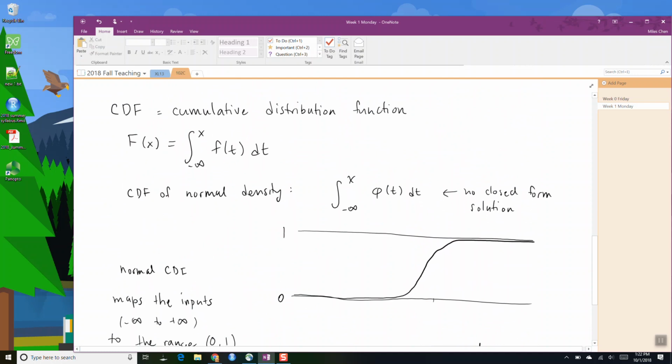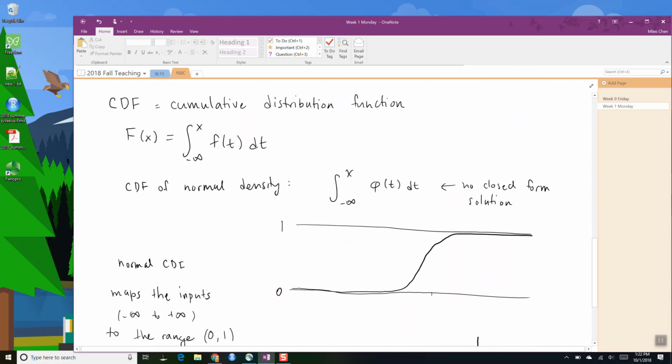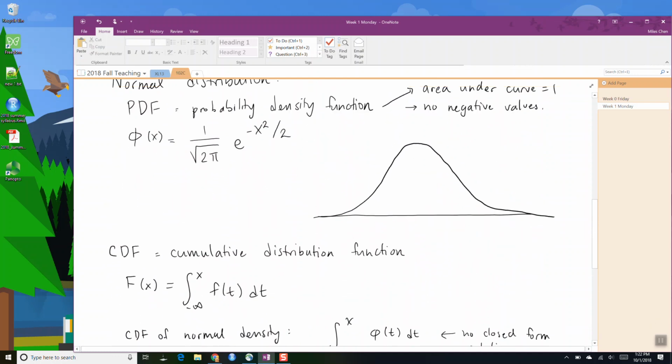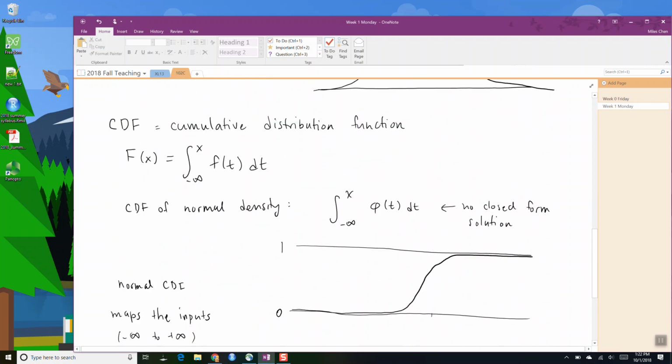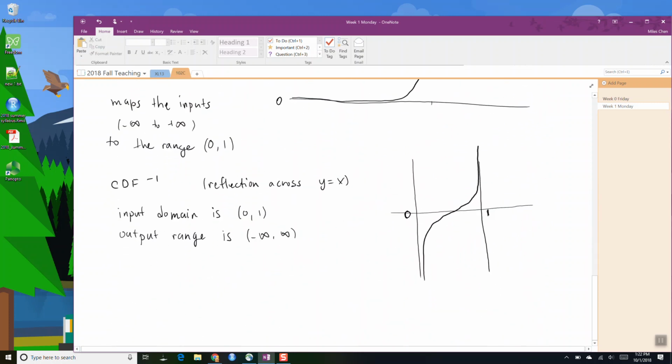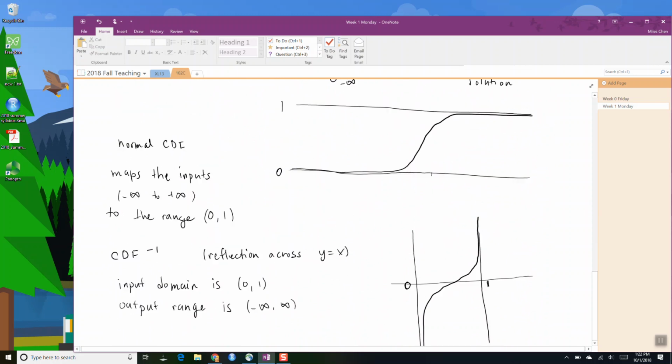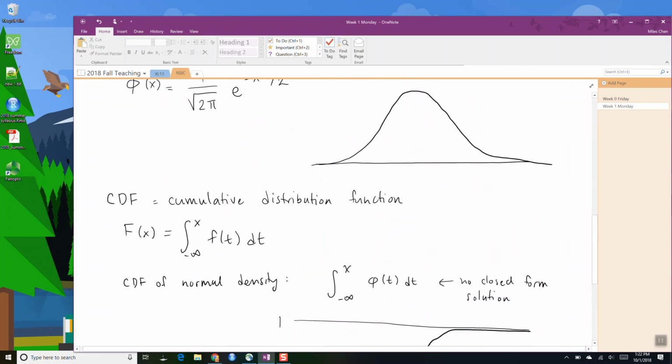So we have the density, the CDF, and the inverse CDF. And this is just for the normal distribution. All of these functions exist. They're already pre-programmed in R.